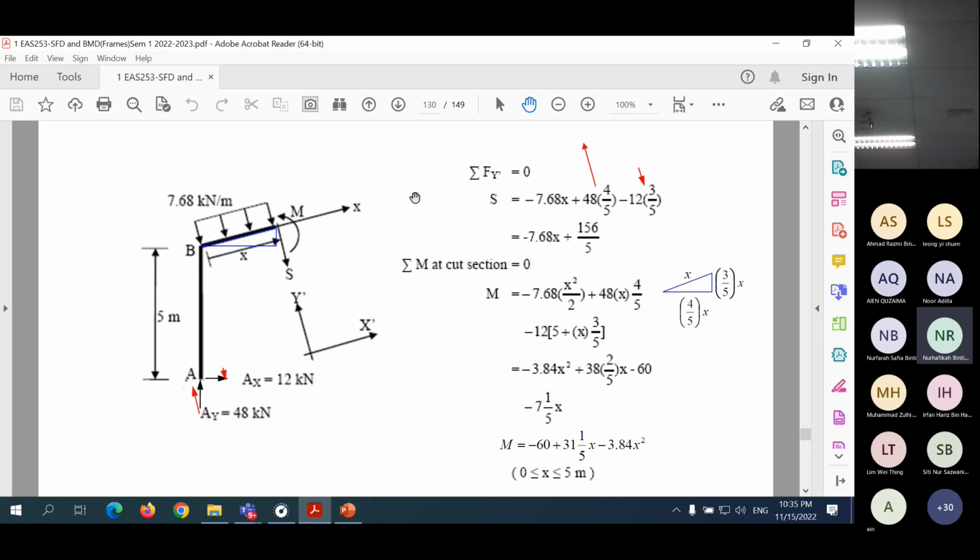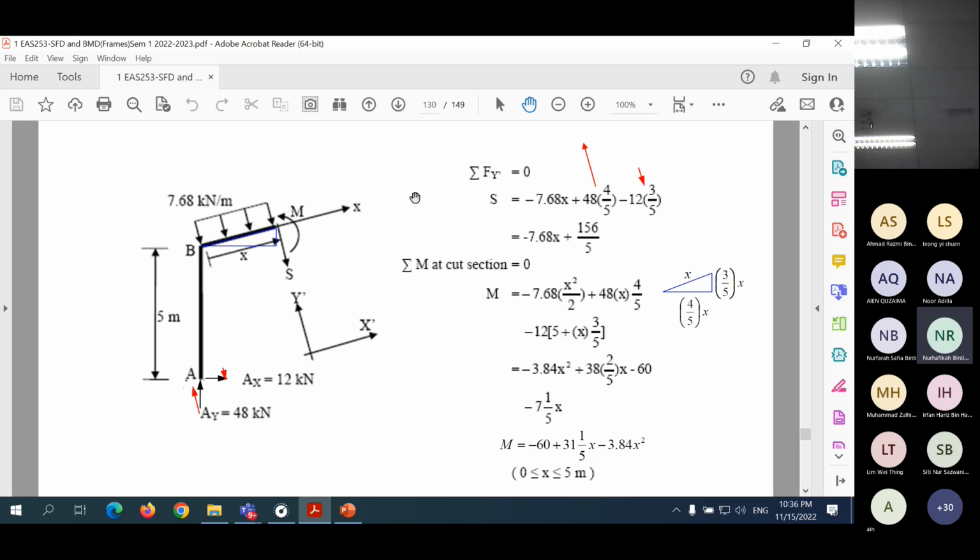This is 90 degrees. So the moment caused by this will be just this one multiplied with this, because the perpendicular distance is in these directions. Okay, 7.68 multiplied with x over 2, you get this term. And this one here, we can go back to the definition of moment.